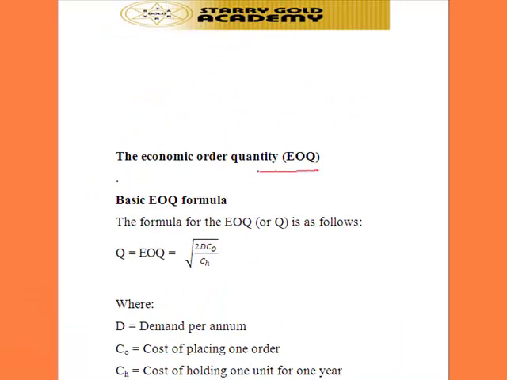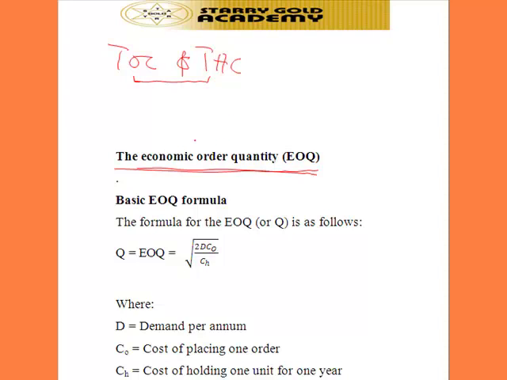Now let's look at another important concept, economic order quantity, EOQ. This is the order quantity that minimizes the balance of cost between the total ordering cost and the total holding cost. I repeat, it is the order quantity that minimizes the balance of cost between the total ordering cost and the total holding cost. So EOQ is the most optimal order quantity that minimizes the cost of these two categories.